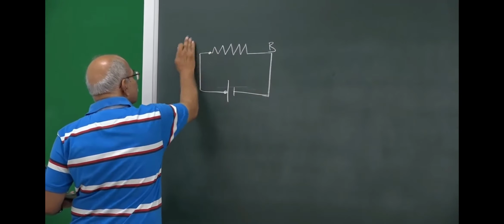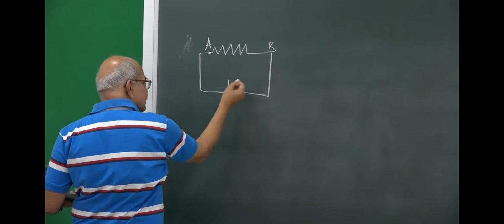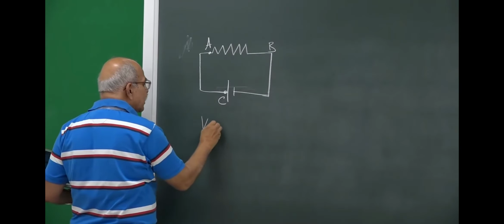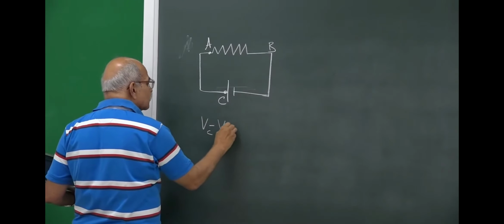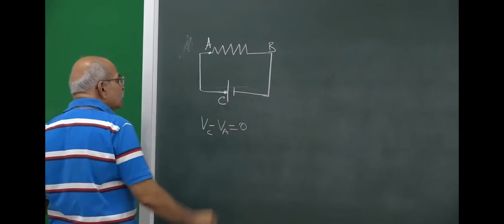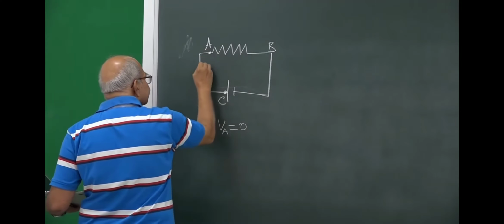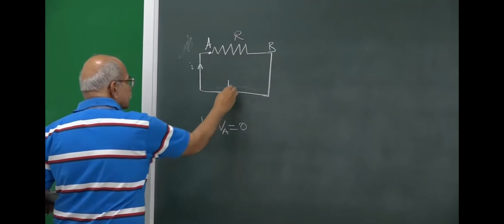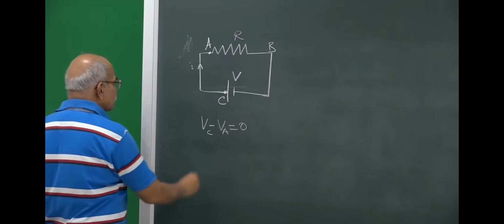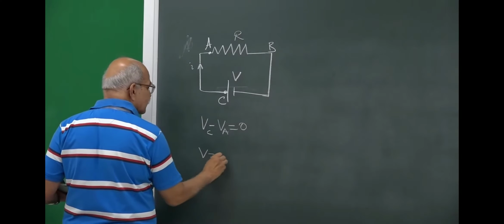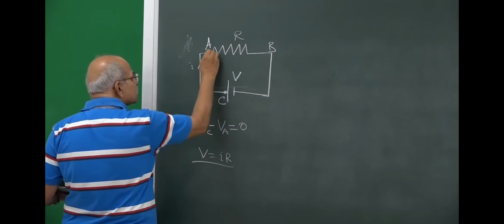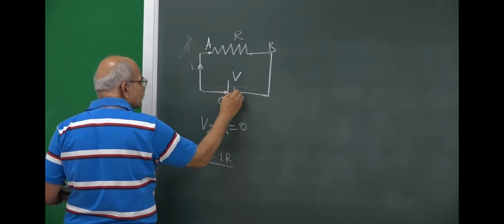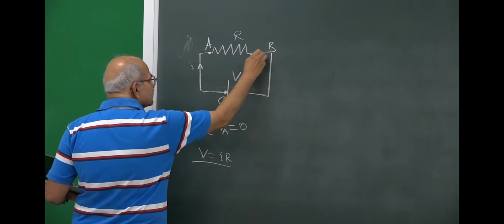So, if this point is A and this point, let us say C, then V_C minus V_A is 0. We always say that if the current is I and the resistance is R and this is V, then V is equal to I times R, and this I times R is the potential difference here to here. So, the potential difference here is taken as 0.